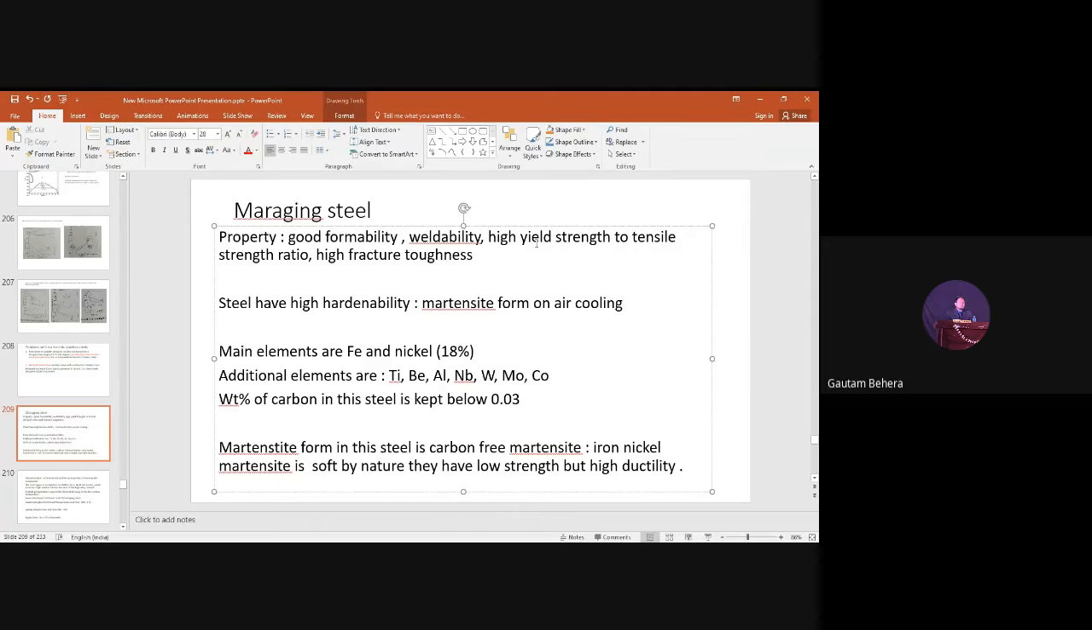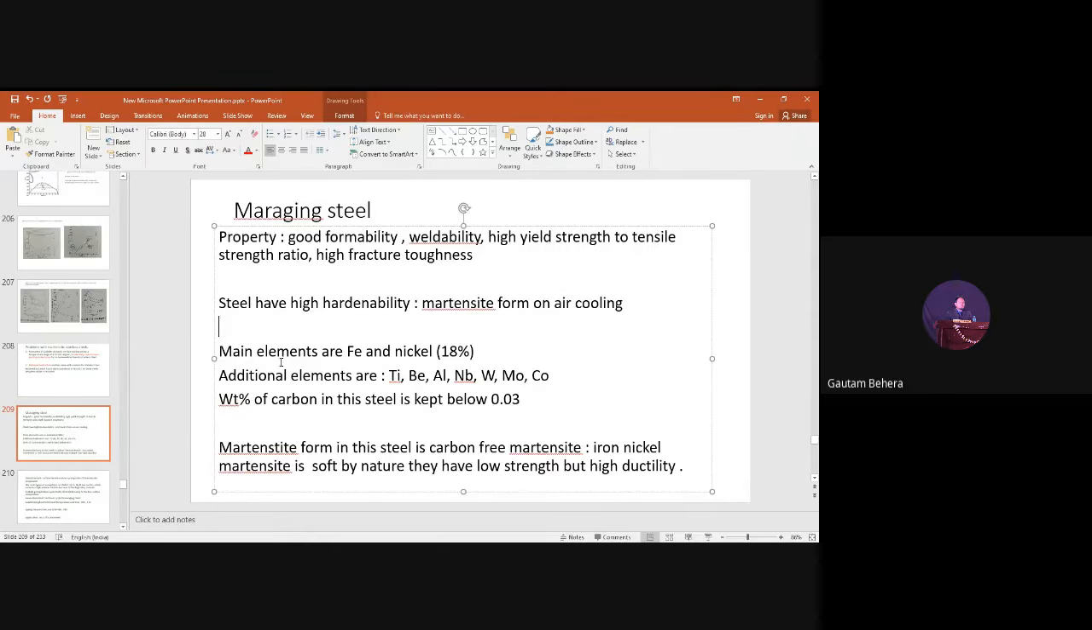So that means maraging steels have high strength and high fracture toughness. They can be easily welded. They have good formability also. And these kinds of steels have a lot of alloying elements basically. So that's why their hardenability is very high. Hardenability is very high means martensite forms on air cooling. That means martensite will easily form if we are doing air cooling. We do not have to go for quenching or severe rates of cooling. Just by doing air cooling, we can generate martensite in this structure because of high alloying additions in it.